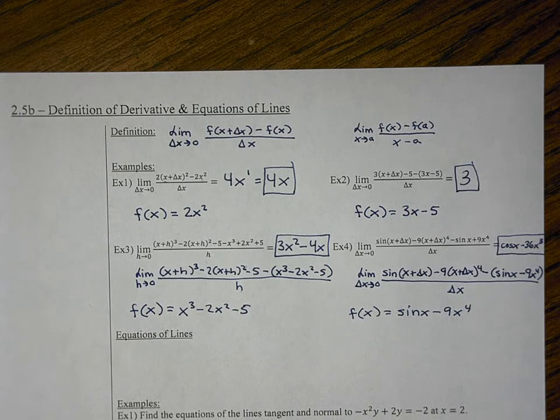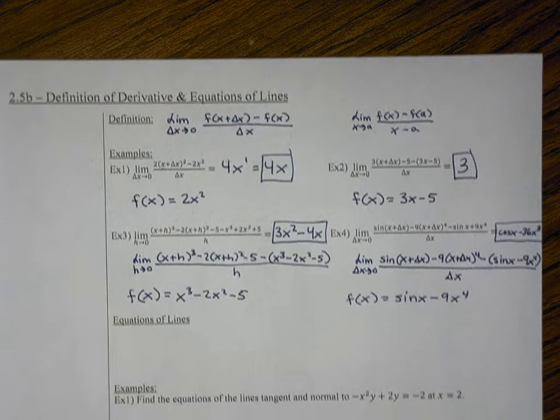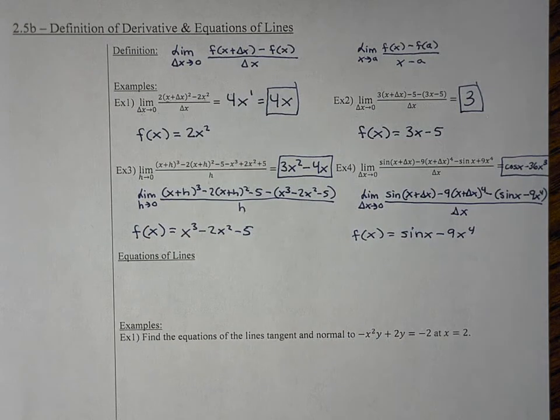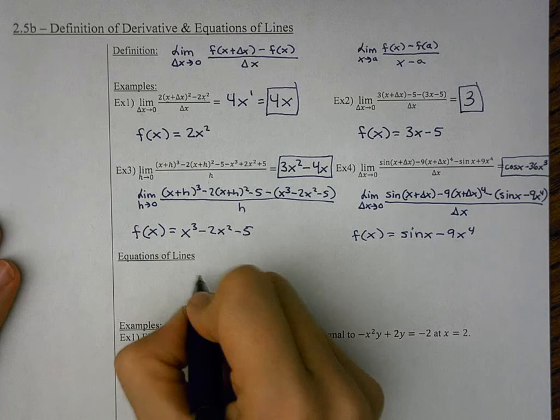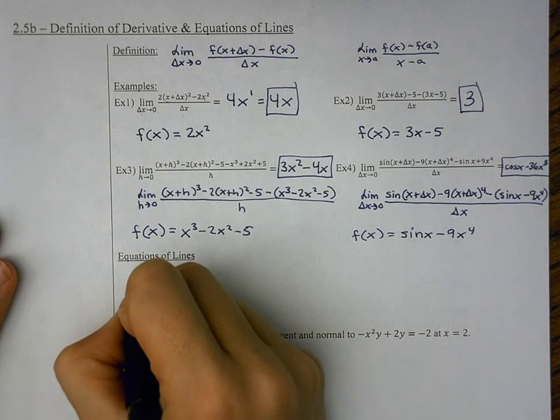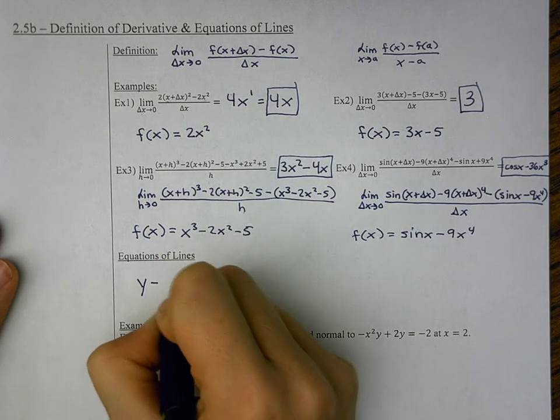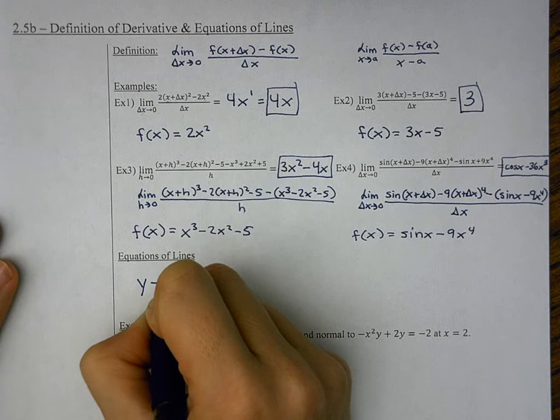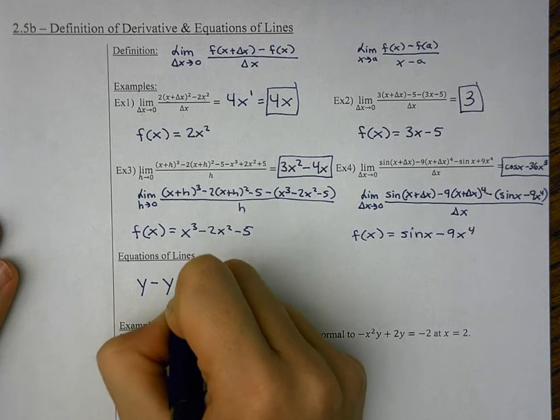And then the last little wrap-up thing is going to be our equations of lines. So equations of lines is a very common both multiple choice and free response question. You will see something that asks you to write the equation of the line tangent or the equation of the line normal to. Okay? So we're going to do both here. Now for both, we do write in point slope form. Right? So y minus y1 equals m times x minus x1.